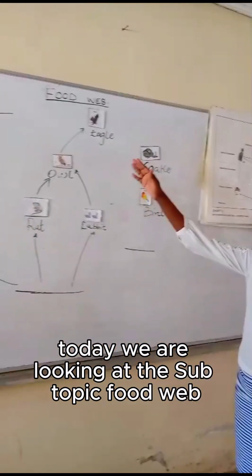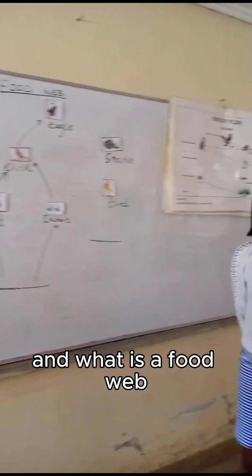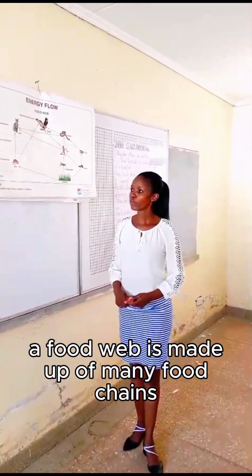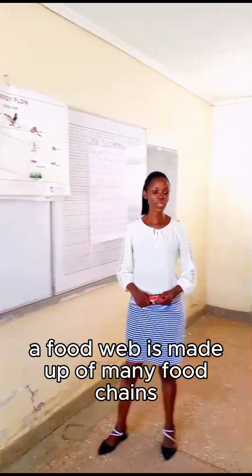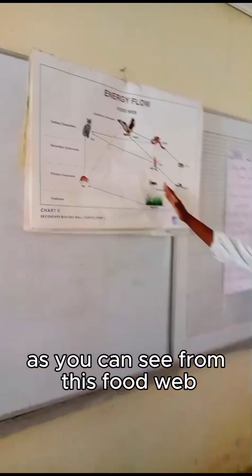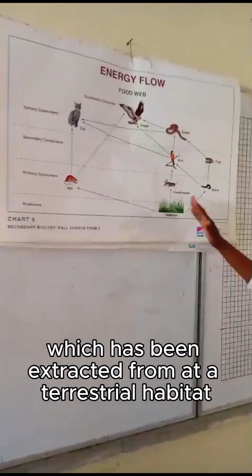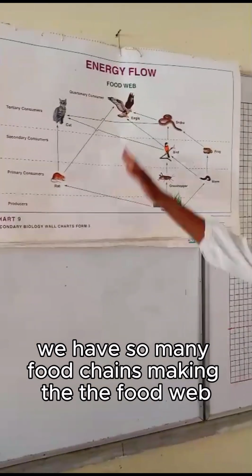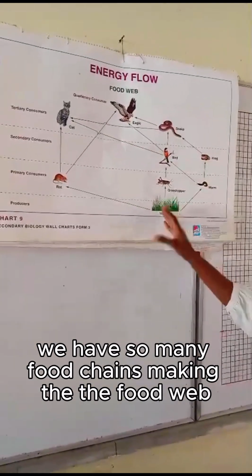Today, we're looking at the subtopic food web. And what is a food web? A food web is made up of many food chains. As you can see from this food web, which has been extracted from a terrestrial habitat, we have so many food chains making the food web.